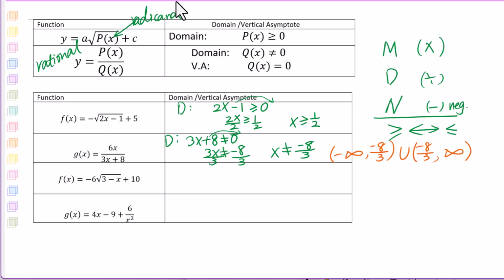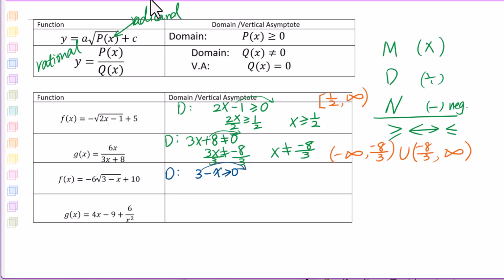For this one, x greater than or equal to 1/2, the interval is bracket 1/2 to infinity. This is a square root function. For the domain, make the radicand greater than or equal to 0.